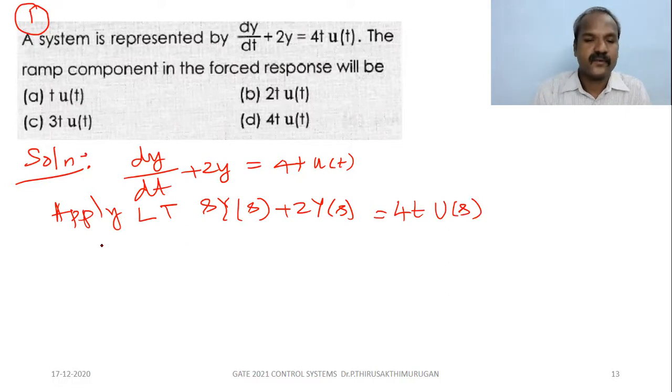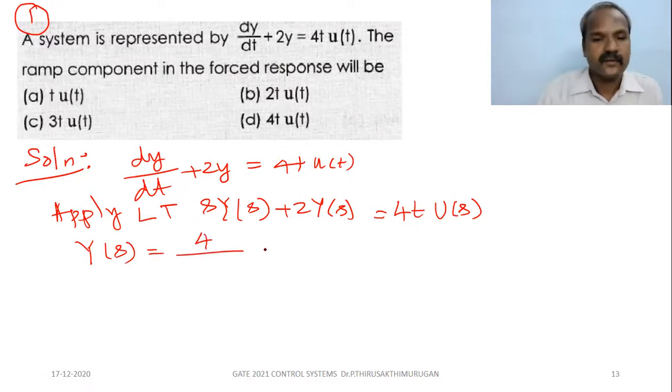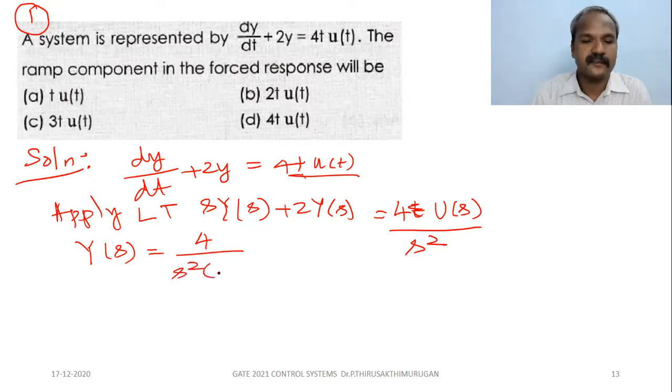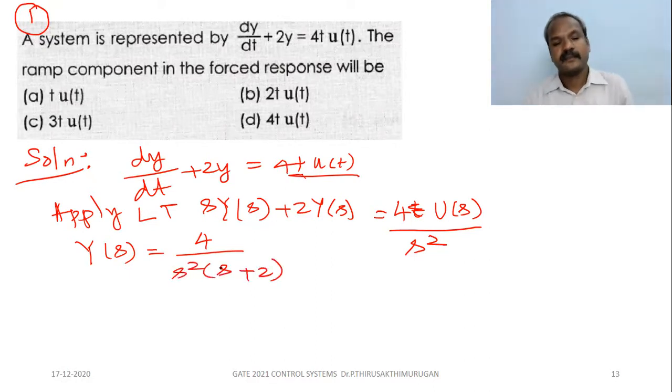So, Y(s) equals 4 by s square, taking common, 4 into U(t), applying Laplace transform on t into u(t), we get 1 by s square. So Y(s) equals 4 by s square into (s plus 2).